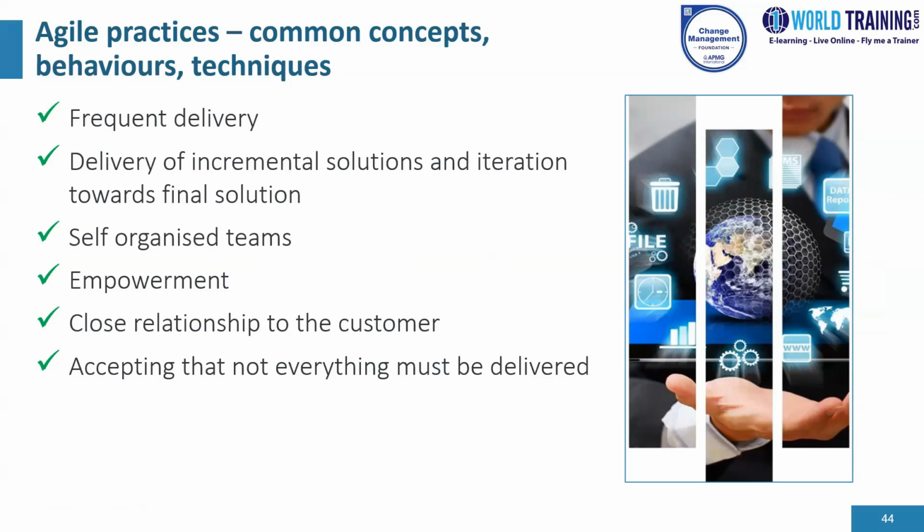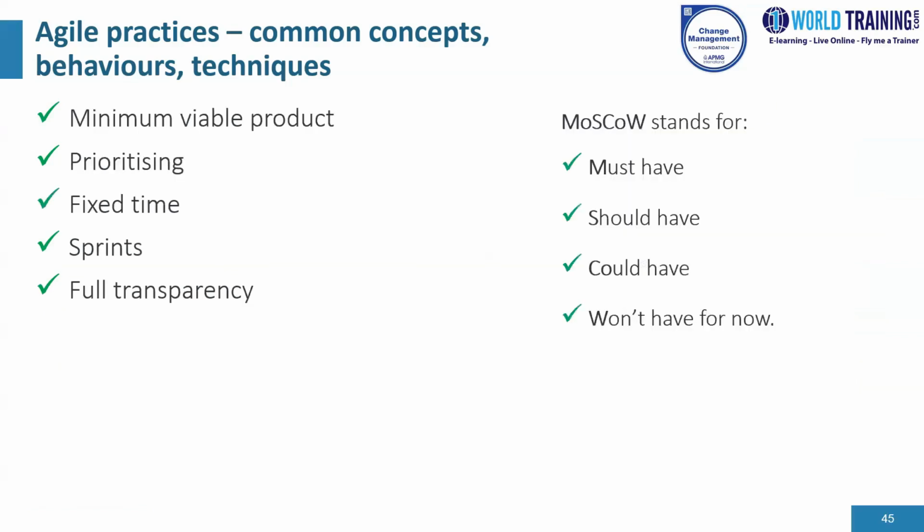The next thing that we have on the slide is an acceptance that not everything must be delivered. Usually low priority features do little to add customer value, but can still require large amounts of effort and cost. Additionally, we have the concept of minimum viable product. So we're asking the question, what is the minimum we need to deliver that will realize some benefits and start a learning process?